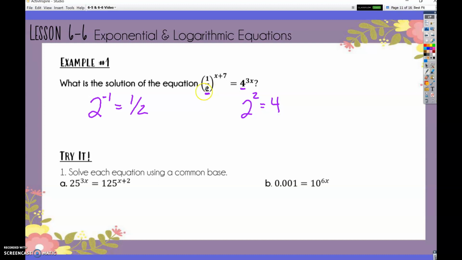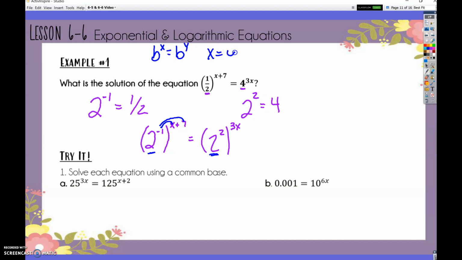We could rewrite 1/2 as 2 to the -1 and then leave that power of x plus 7. We could set the other side as 2 squared to the power of 3x. Now, our bases are the same here. They're both 2's. But remember, if we apply a power to a power, we would multiply. So we're going to actually multiply this through. That property said if we had b to the x equal to b to the y, then x equals y.